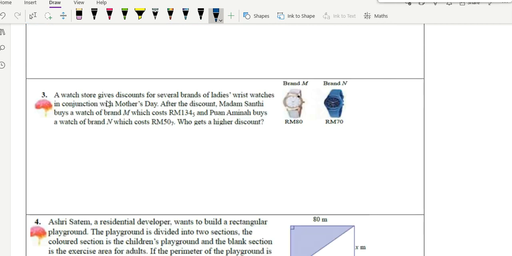A watch store gives discount for several brands of ladies' watches in conjunction with Mother's Day. After the discount, Madam Santi buys a watch of brand M, which costs 134 base 5, and Puan Amina buys a watch of brand N, which costs 50 base 7. Who gets a higher discount here? So this is the original price here. One is 80 ringgit and one is 70 ringgit. So after the discount, they bought it using this price here.